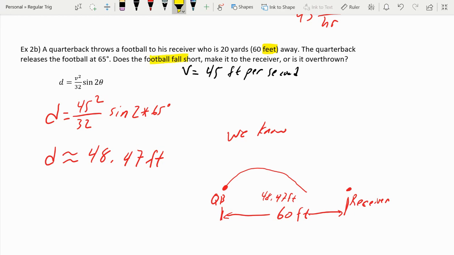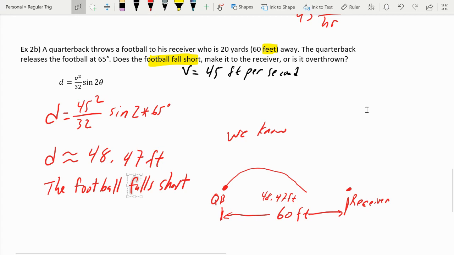The football falls short. We have a really weak quarterback here. It doesn't even make it to the receiver, so the receiver doesn't even have a chance. So hopefully these problems aren't too difficult. You notice all we're doing is just plugging stuff in.